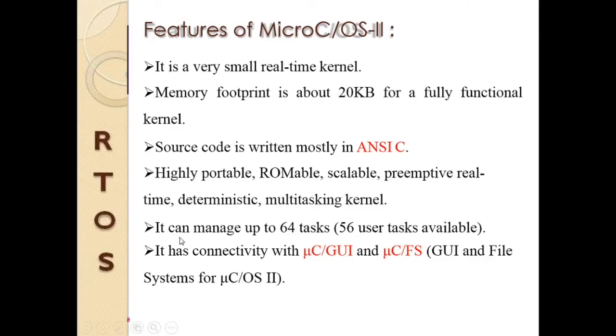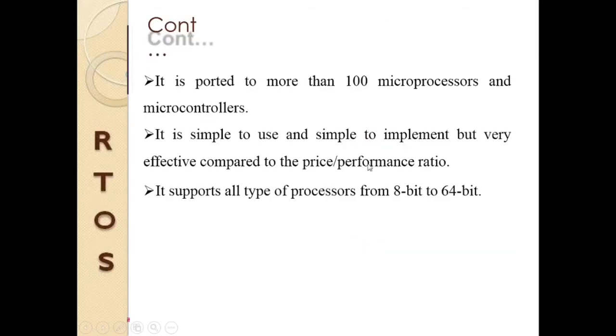Another specific feature of MicroC OS 2 is that, as I said earlier, it is a multitasking OS. It can manage up to 64 tasks, out of which only 56 tasks are available to the user. It supports all types of processors from 8-bit to 64-bit.